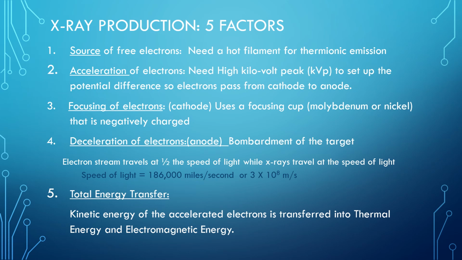The acceleration of electrons at the anode occurs with bombardment of the target by electrons. So those electrons that got boiled off of the cathode and directed towards the anode will bombard the anode, and they're basically just interacting with it to force either Bremsstrahlung or characteristic X-rays. And then you have a total energy transfer. The kinetic energy of the accelerated electrons is transferred into thermal energy and electromagnetic energy.